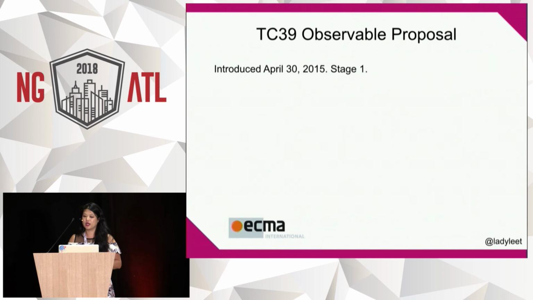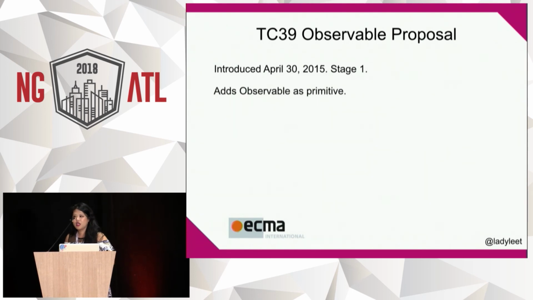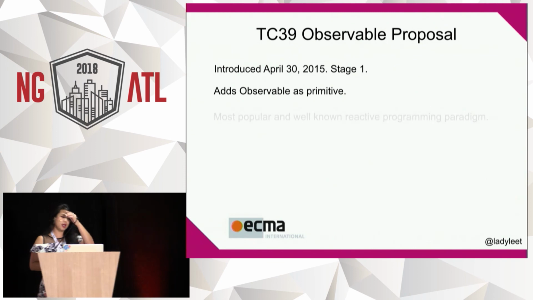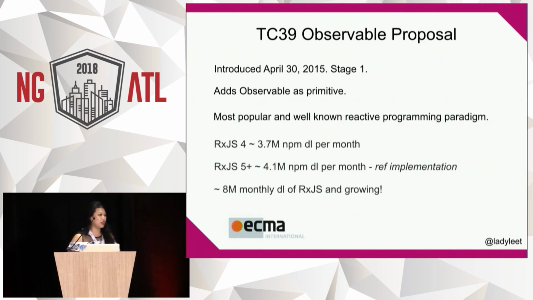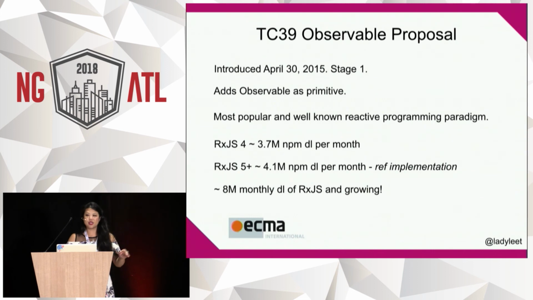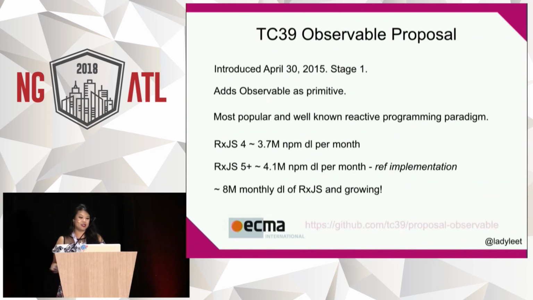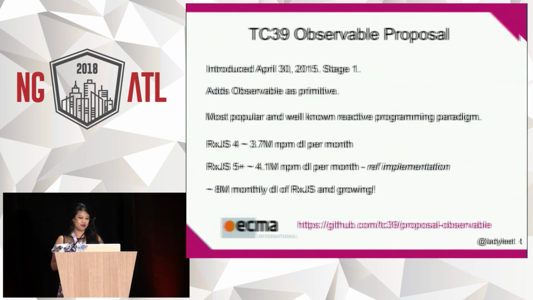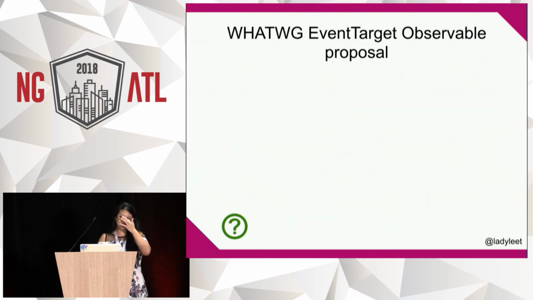So we can also look at the TC39 observable proposal. So this was introduced April 30th, 2015. Currently at stage 1, it adds observable as a primitive. It's very similar to how promises were added, and it's actually the most popular and well-known reactive programming paradigm. In fact, if you look at RxJS 4 and 5, there's 8 million monthly downloads, and that number is growing. RxJS 5 is also the reference implementation to the TC39 observable proposal. So if you want this, go to GitHub, check out the proposal observable, and then comment and snipe them and bike shed all the things.